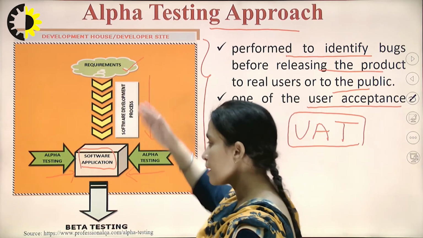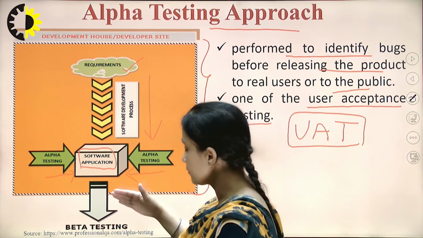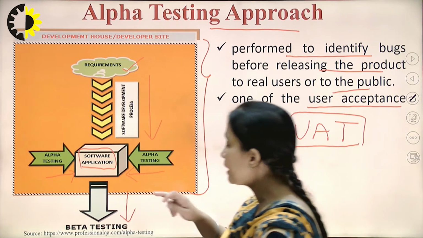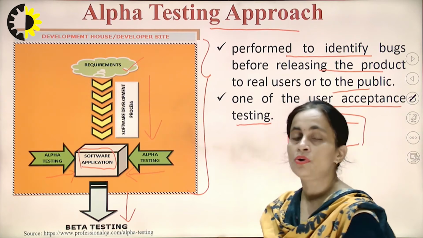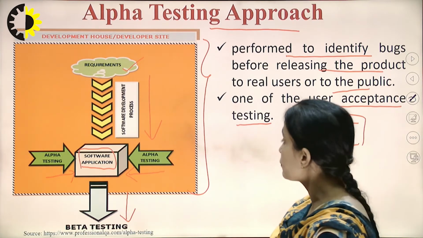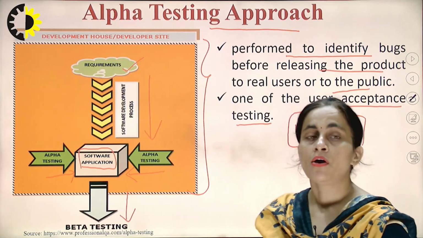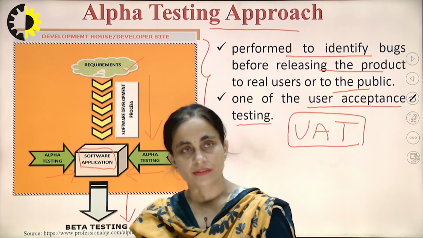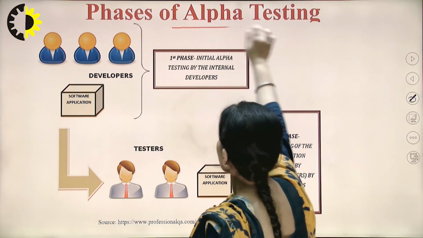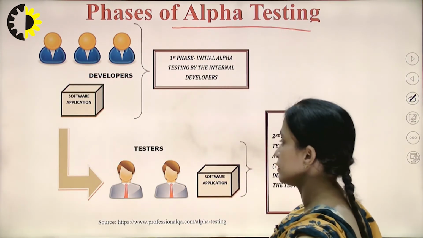After this comes out to be successful, then we should proceed to perform the beta testing, so that we also know what feedback we get for our developed software, whether it is usable or it requires some changes. Then moving on to the phases of alpha testing.